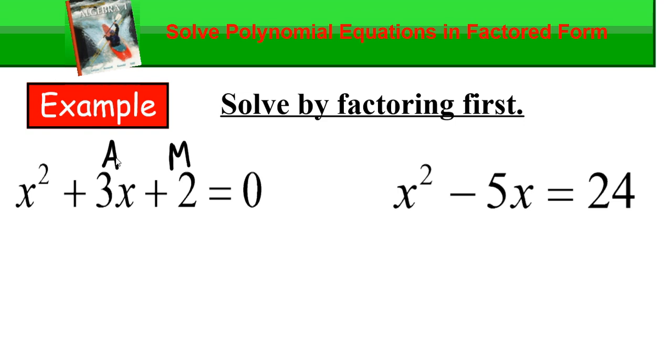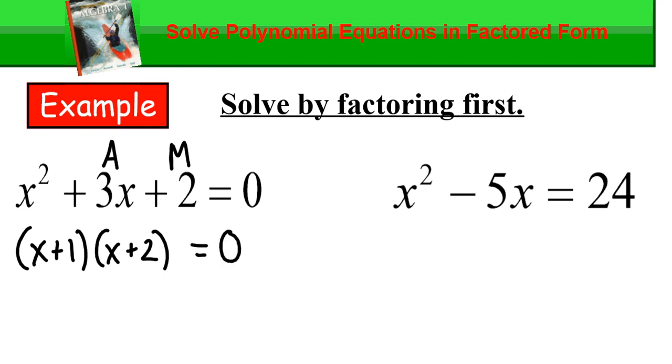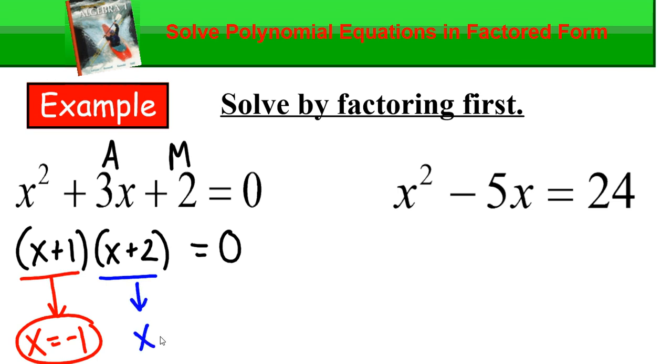What two numbers multiply to be a positive 2 and add up to be a 3? Well, it's going to be x plus 1 and x plus 2. 1 times 2 is 2, 1 plus 2 is 3. And now once it's factored, it's straightforward to solve. It's just what we were doing a second ago. Red thing times blue thing equals 0. What would make the red thing be 0? Well, if x equaled -1. So one of my answers is -1. My other answer would be, what if it was the blue thing that was 0? It would be x equals -2. So my two answers are -1 and -2.